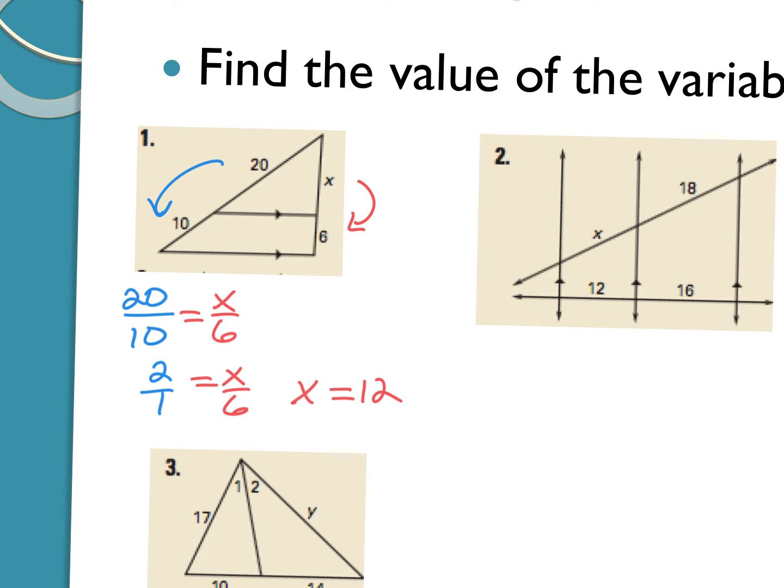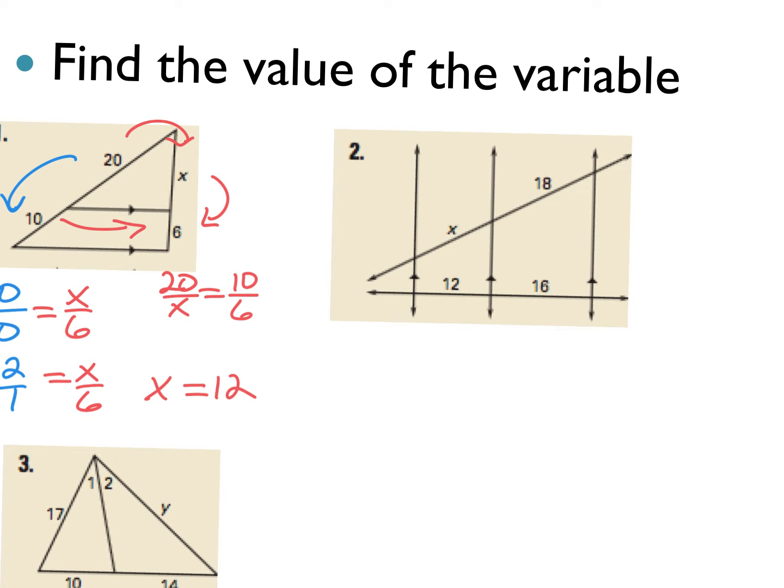Now you could have also set it up as left to right, so 20 over x, and then 10 over 6. Either way would give you the same answer, because if you notice, you're still doing the same cross products. For number two, I'm going to do exactly the same thing. I'm going to do from top to bottom. So this x over the 12, and then the 18 over the 16. You could also set it up side to side. Either way will give you the same result.